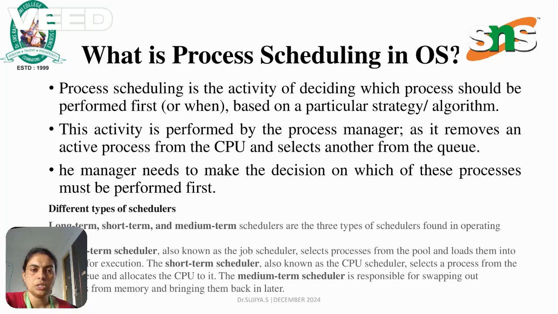Process scheduling in an OS is responsible for the activity of deciding which process should be performed first, based on a particular strategy or algorithm. This activity is performed by the process manager, and it removes an active process from the CPU and selects another from the queue. It makes decisions on which of these processes must be performed first.